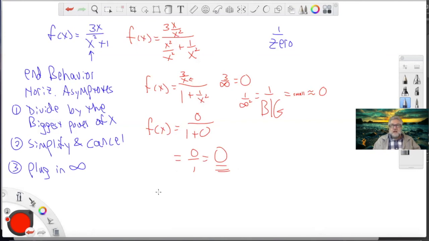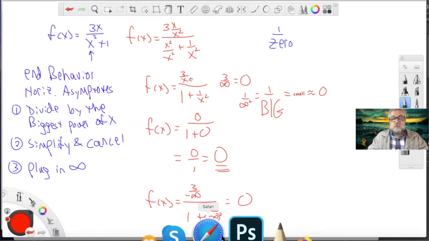What if we use negative infinity? So we have 3 over negative infinity over, that's still going to be a 1, plus 1 over negative infinity squared. The negative's just going to cancel. So this is still going to be 0. It's negative, but it's still going to be 0. And this is 1 plus 0, so I think we're going to get the same thing. So let's plug this one in.